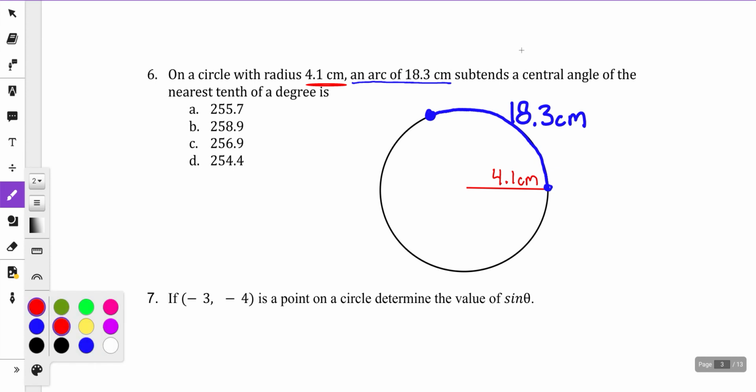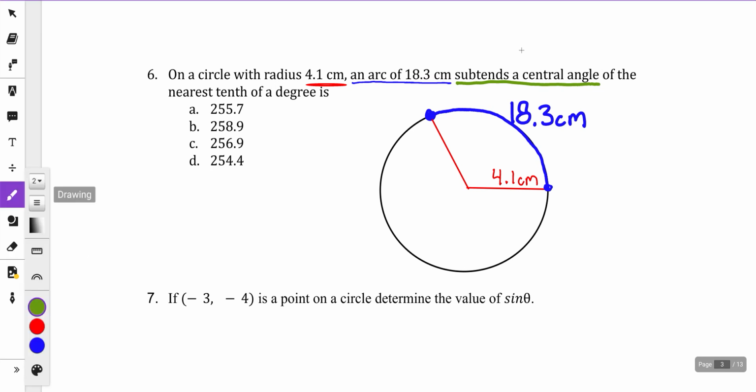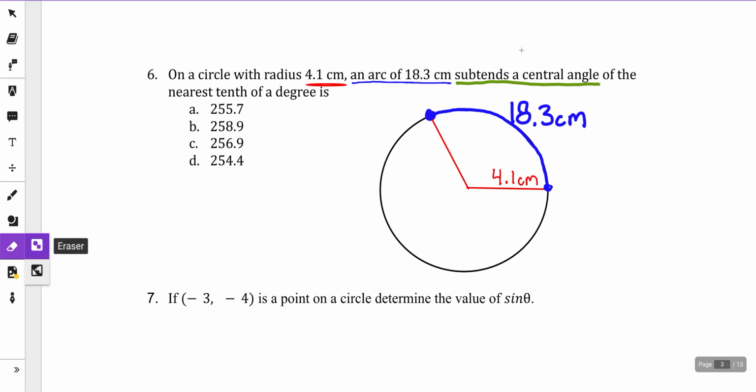And it subtends a central angle. What they're saying is that if you connected those two edges of that arc to the middle, subtends is going on the outside of this angle. So you're looking for this. You can tell already my sketch is pretty far off, but it's just a sketch.